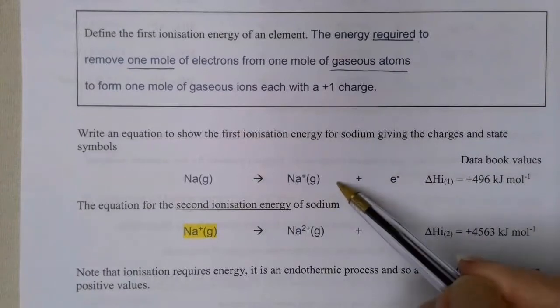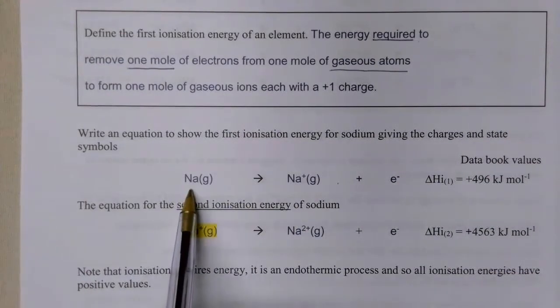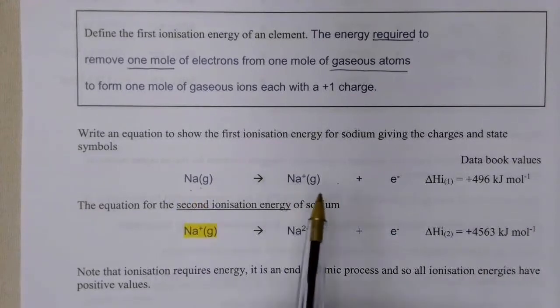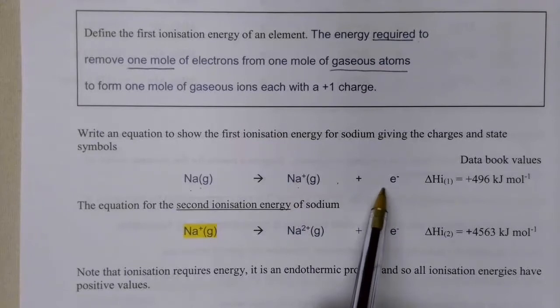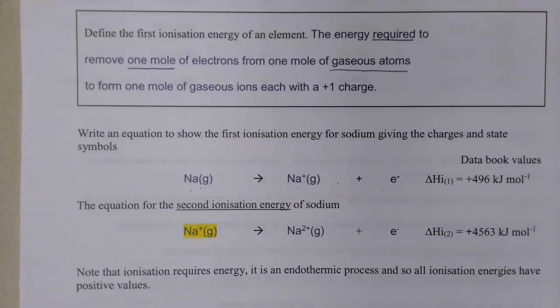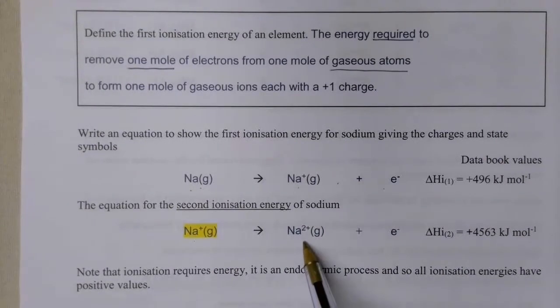And I have here the first ionization energy of sodium. So I have sodium gaseous atoms forming sodium gaseous ions and losing an electron. Now the second ionization energy of sodium is the energy required to remove the second electron. So this time I'm starting with the 1 positive ion and I'm removing the second electron.